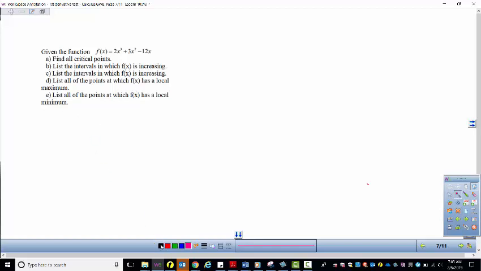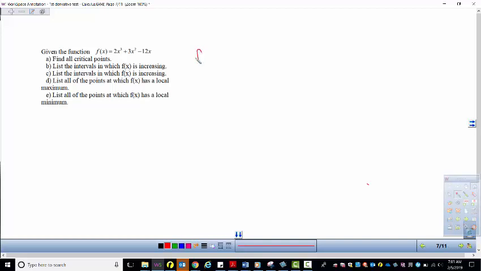So I copied these directions. This is the assignment that you're going to do, it has these directions. So we're going to just go through these steps. The first thing it says, for this function, you know it's polynomial, so the domain is all reals. It says find the critical points.